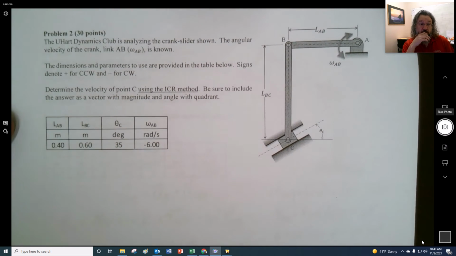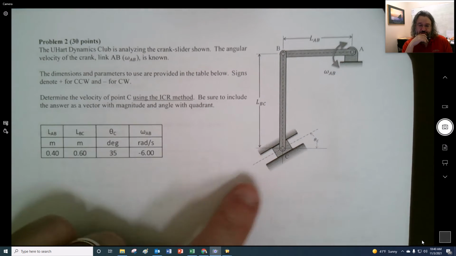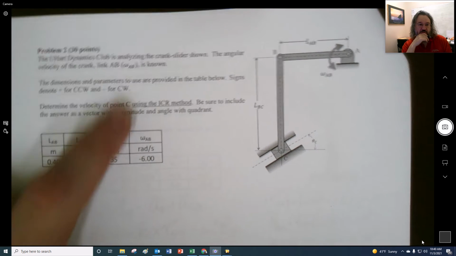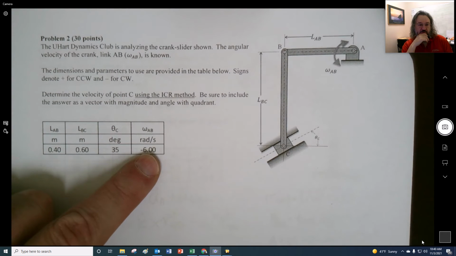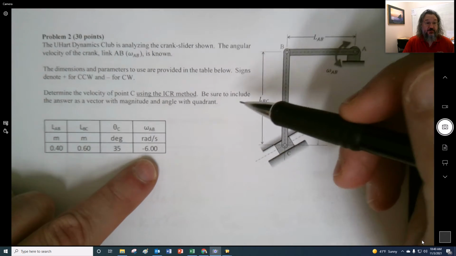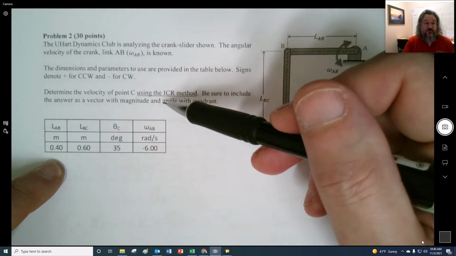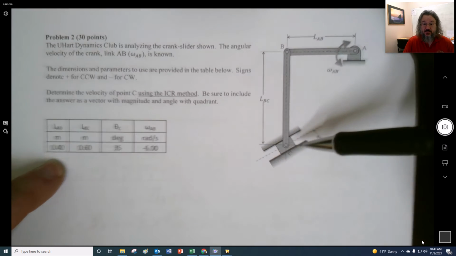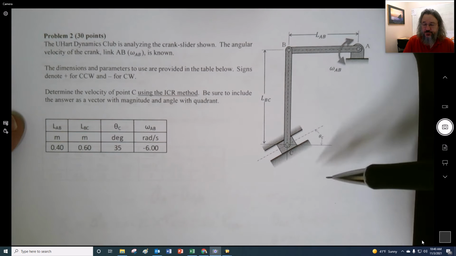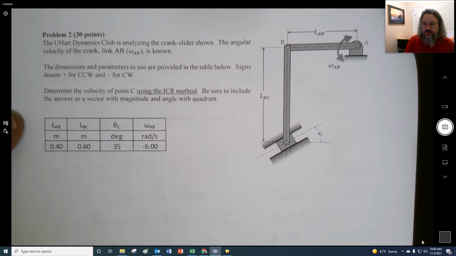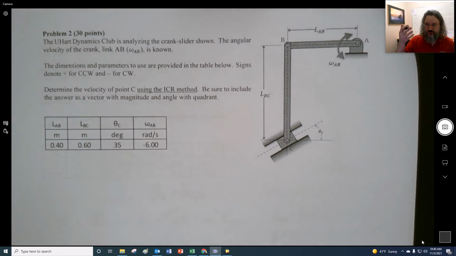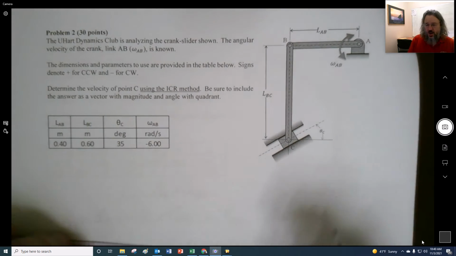Number one right. Okay, so we have this crank slider, and we have an angular velocity of looks like -6. So therefore, this must be going clockwise at 6 radians per second. And we have these dimensions. We want to use ICR method to determine the velocity of the piston. Just to note that this was almost identical to a problem that we did in the review session. I just turned it sideways, flipped it around.